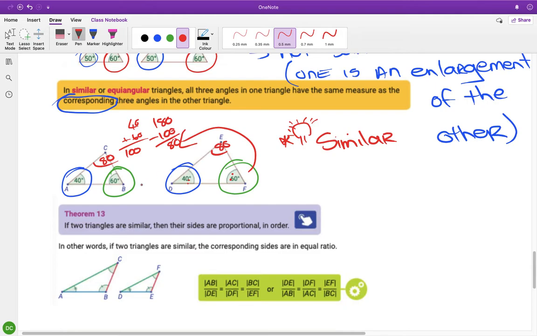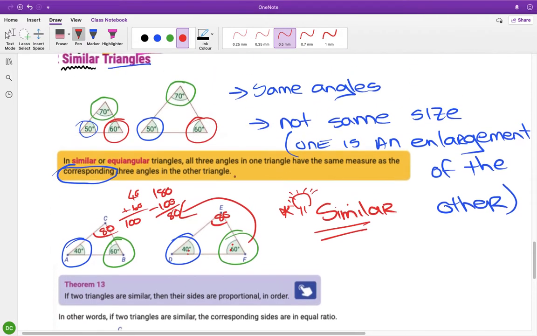So if you have two angles, an angle and its matching corresponding angle, and another angle and its matching corresponding angle, you know the third one has to be the same. So that means after only two angles, you can conclude that they're similar. Is that all right?